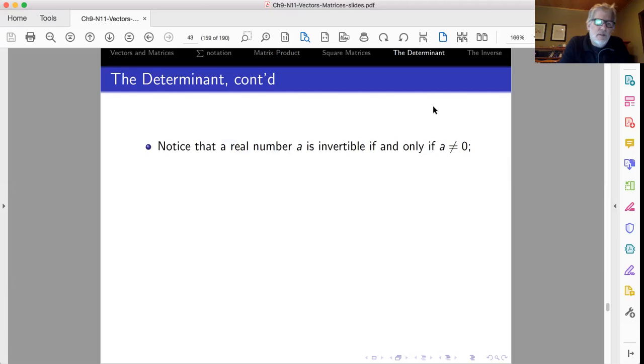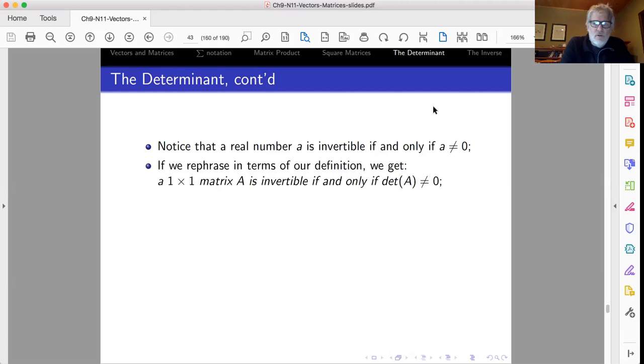Okay, now if I take a real number A, recall that a number or matrix in general is invertible if you multiply it by something else and it gives you the identity. So for real numbers, a number is invertible if you multiply it by some other number and you get 1. So which real numbers are invertible? Well, all of them except 0, right? So all real numbers are invertible except 0.